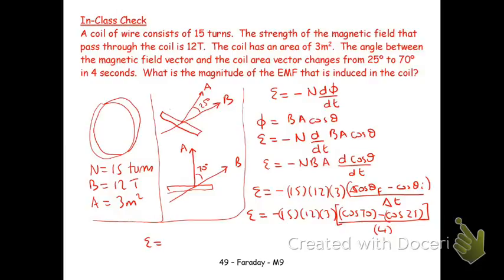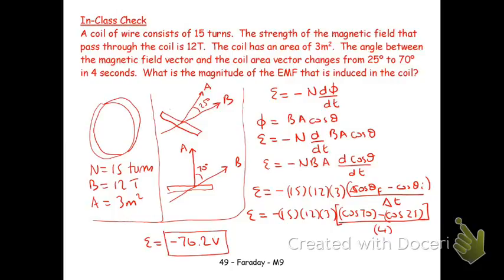Times 3 enter times 4. I'm sorry, times 12 enter times 15 enter divided by 4 enter. And I'm getting minus 76.2 volts on that. Let me just double check that a bit.